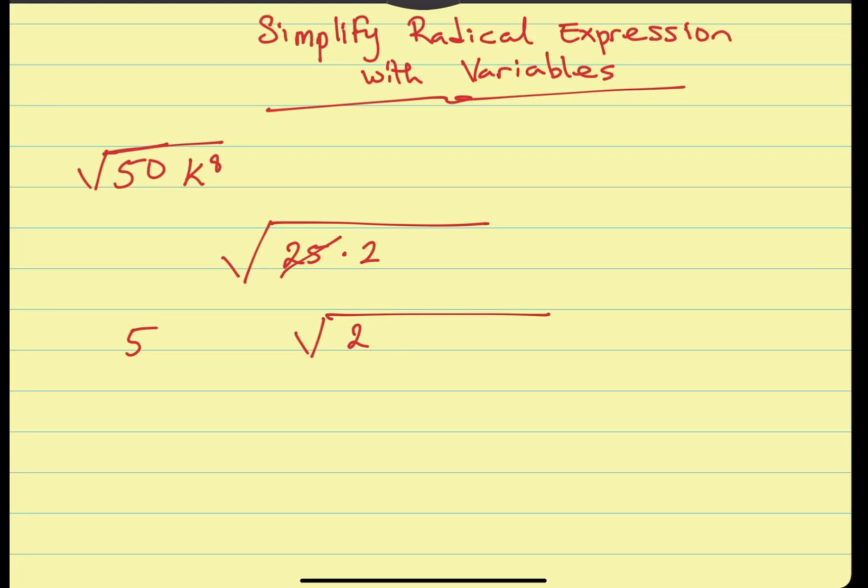Now, how do we do the K? This is what you do. I'm going to show you the long way and I'm going to show you the fast way to do it. Technically, K to the 8th is K times K times K. How many times am I going to write K? Tell me when to stop, okay? One more, right?